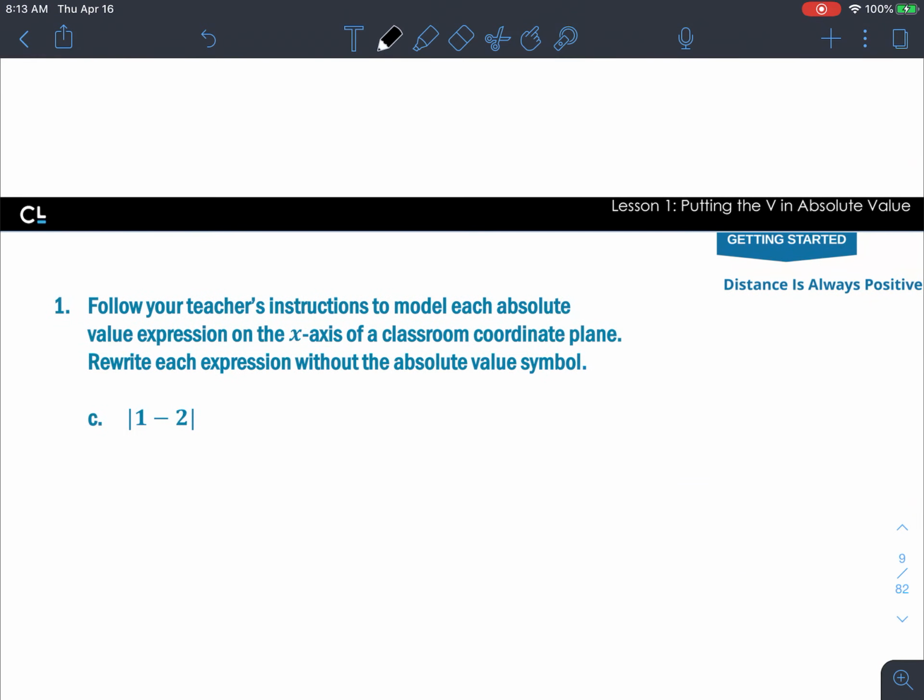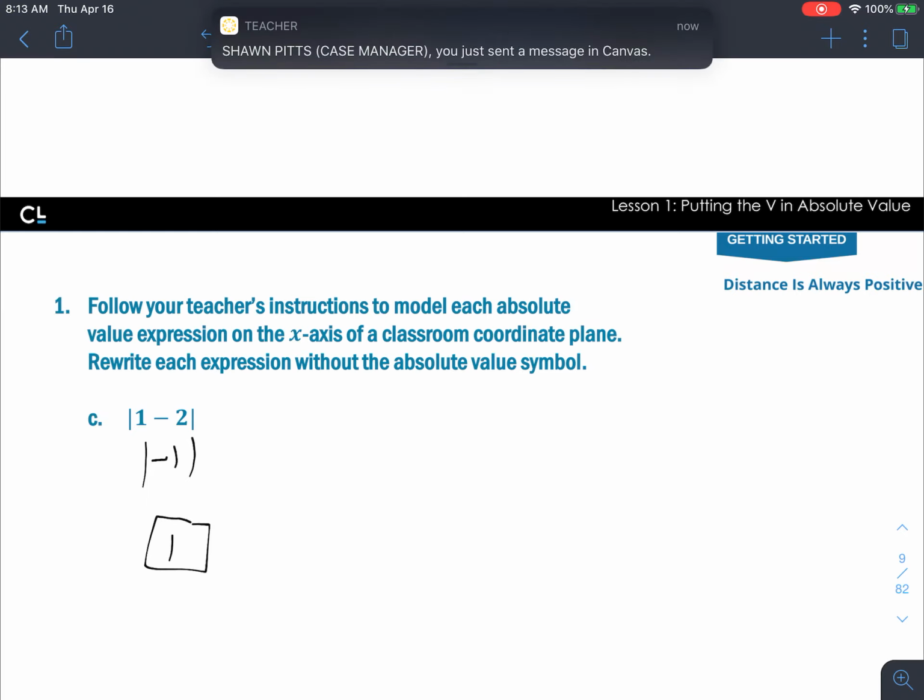1 minus 2 ends up giving you -1 inside. And because it's the absolute value, this comes back to be 1 as your answer.